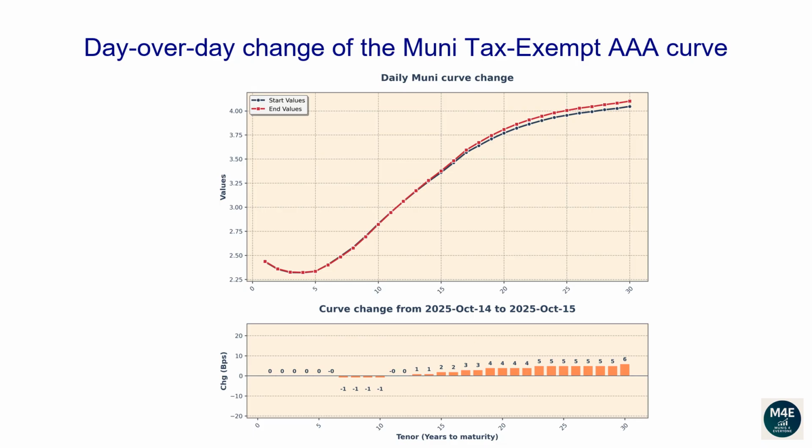The 2-year tenor changed 0 basis points. The 5-year tenor changed 0 basis points. The 10-year tenor changed -1 basis points. The 20-year tenor changed 4 basis points. The 30-year tenor changed 6 basis points.